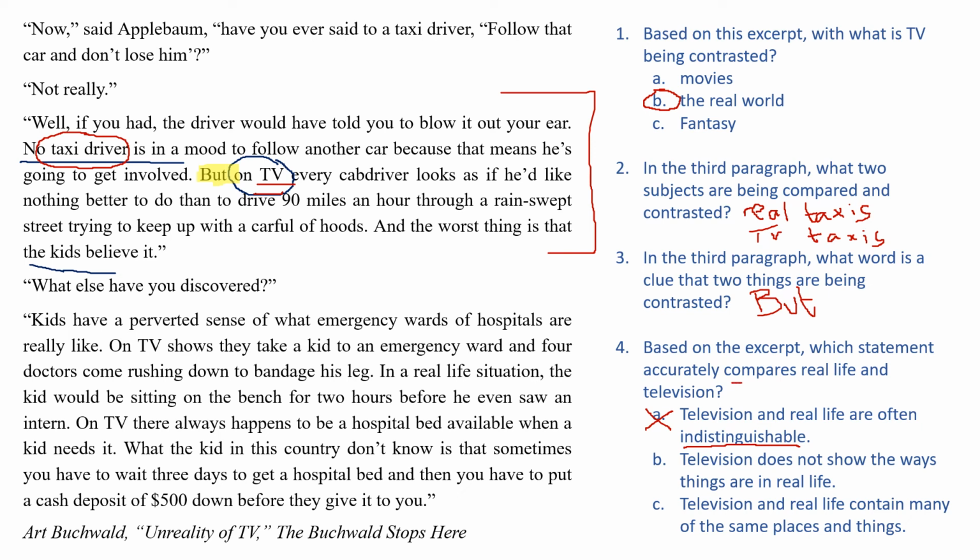However, the question is asking you to compare, and compare means to show how things are similar. So on TV, there are taxi drivers. In real life, there are taxi drivers. On TV, there are hospitals, and in real life, there are also hospitals. So there are the same places, the same things on TV and in real life. So the same things shows a comparison. If you chose answer B, then you were thinking of a contrast, not a comparison. The passage does contrast real life and TV, but this question is wanting something similar.